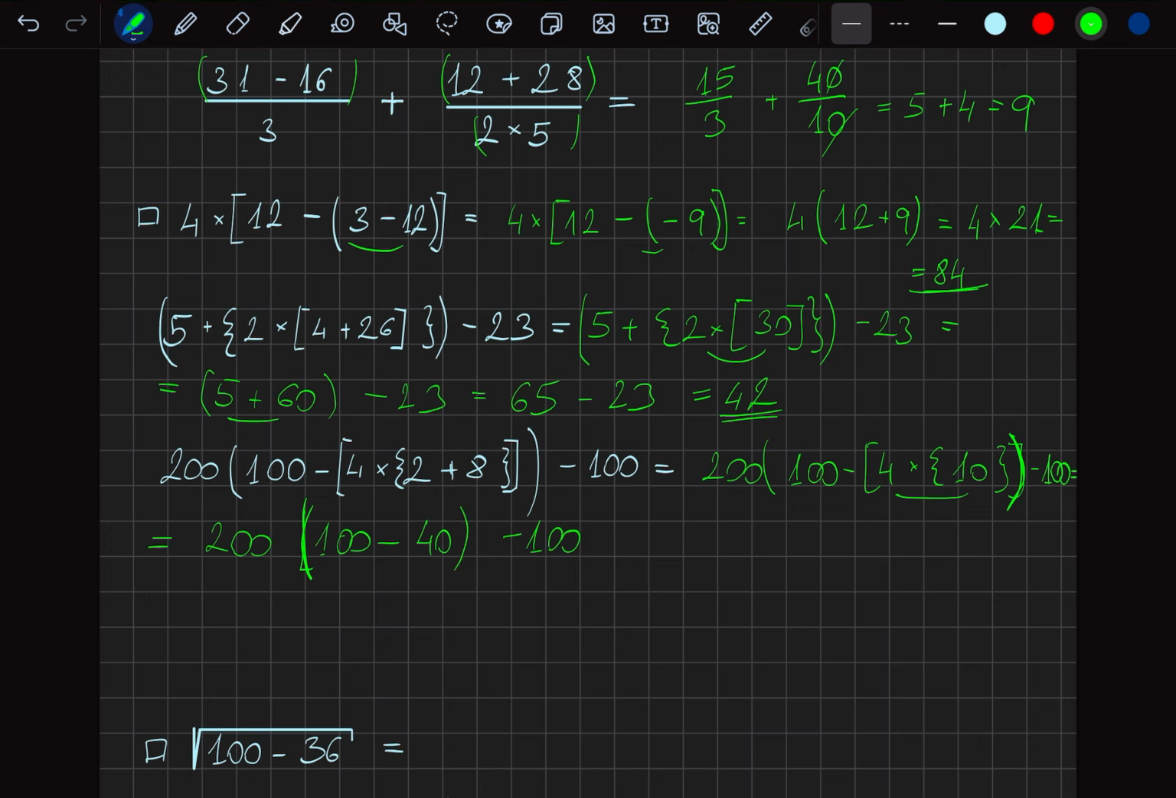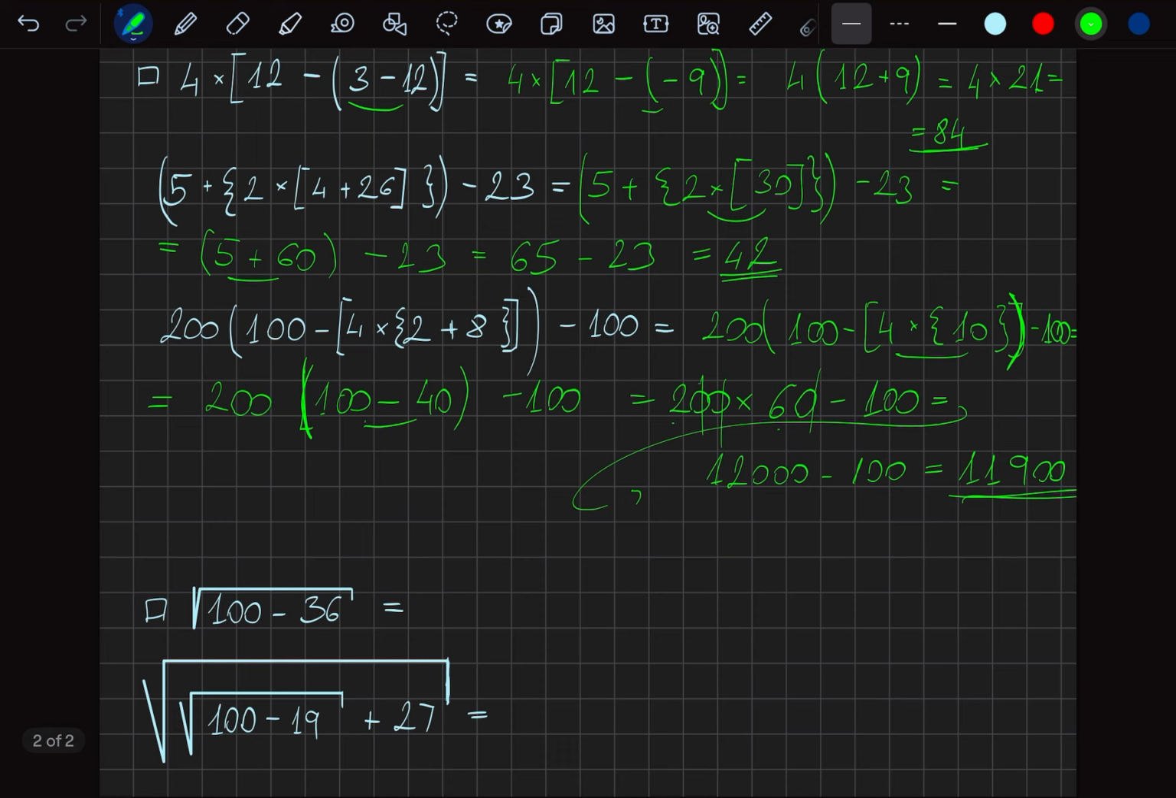If we don't change the brackets, it can help to follow the work. Okay, so this is why I write 200 times 60, so 100 minus 40 minus 100. So I just cover 1, 2, 3 zeros, so 2 times 6, it's 12, and I put back the 3 zeros I just covered, and I take away the 100. Okay, I continue here. So it's 11,900.